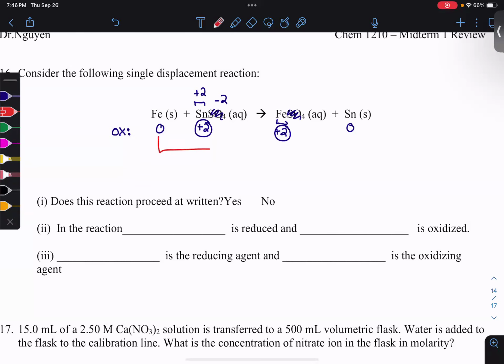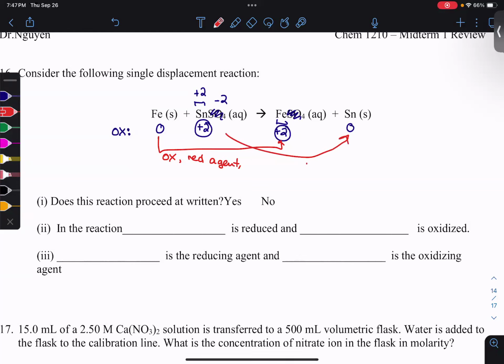So how does iron change? Its number goes up, so it is being oxidized. It is also the reducing agent, the thing that does the reducing. Things that are oxidized lose electrons, so if you lose negative charge, you become more positive. I just like to look at the numbers and see, oh, it goes up, it's oxidized. Versus tin, it goes from +2 to 0.